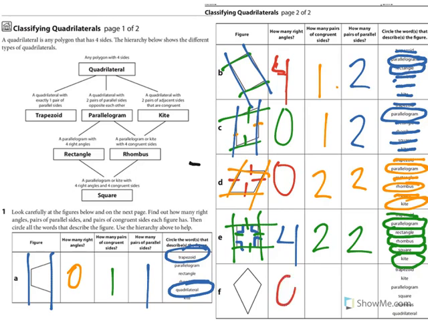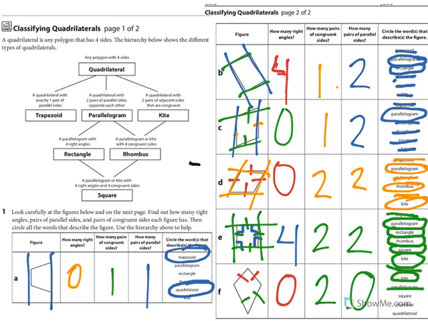F, how many right angles? 0 right angles. How many pairs of congruent sides? Well, those 2 sides are equal, and those 2 sides are equal, so 2 pairs of congruent sides. Now, how many parallel sides? None. So is it a trapezoid? No. Is it a kite? Yes, sirree. Is it a parallelogram?